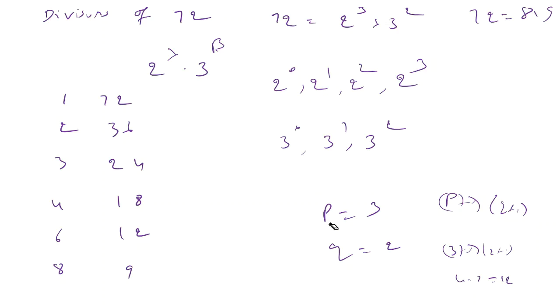So here we have 3 identical 2's and 2 identical 3's. That means there are 3 objects of one kind and 2 objects of another kind. The number of ways of selecting any number of objects is going to be p plus 1 times q plus 1. If you understand this one, then we can give the proof of this theorem easily.